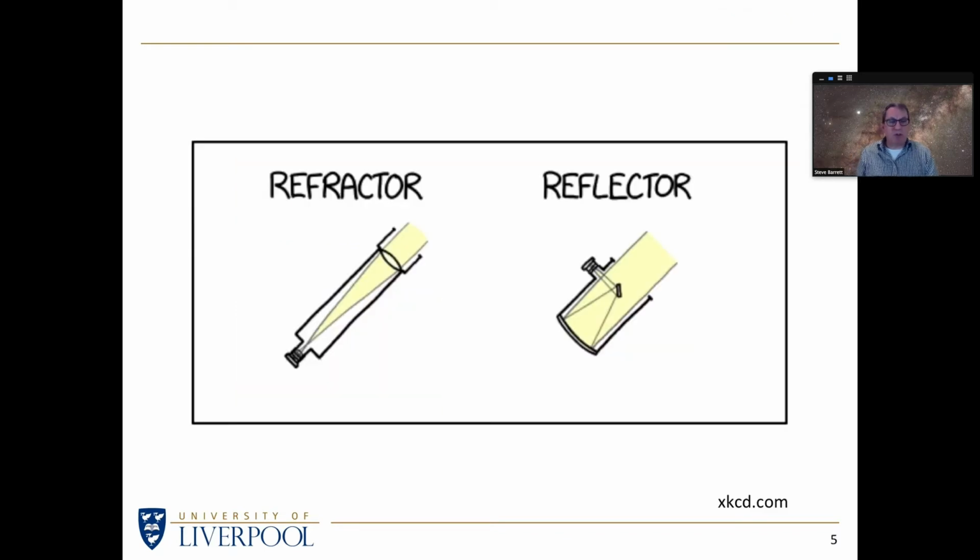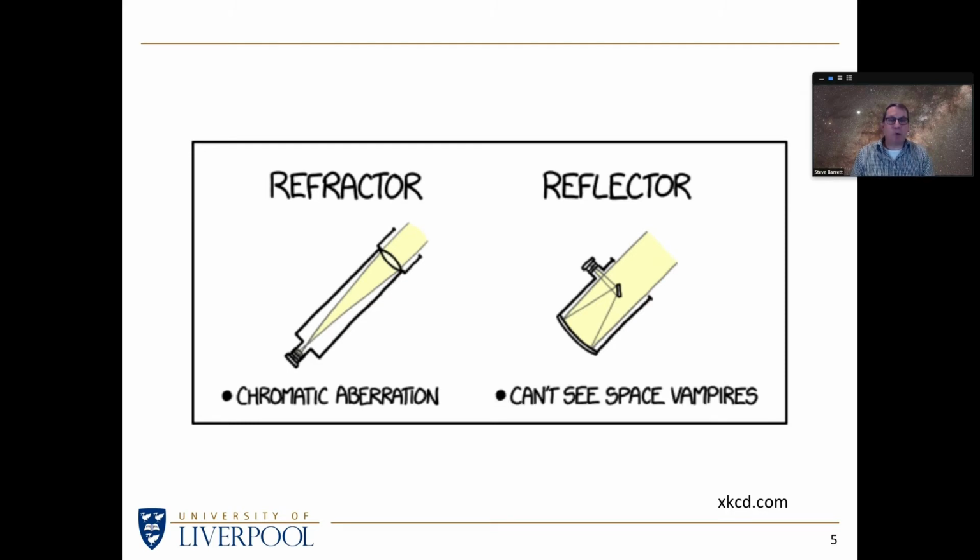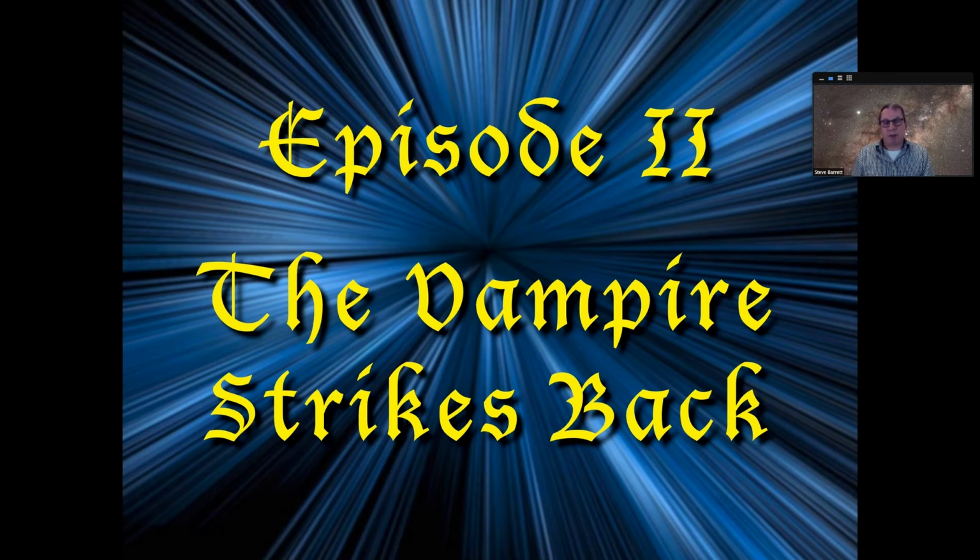Now, you might have seen this from the comic XKCD, where it separates telescopes into refractors and reflectors. And as we all know, the main drawback of a refractor is that it might suffer from chromatic aberration, colour fringing if you prefer, colour aberration. And we all know that the main drawback of a reflector is the fact that we are looking at a reflection in a mirror, and therefore we can't see space vampires. That's clearly how we can separate telescopes. So you could think of Fiat Lux II as being Fiat Lux Episode 2, The Vampire Strikes Back.